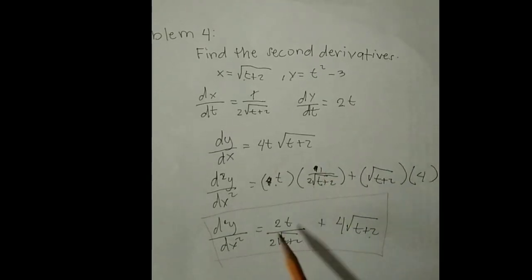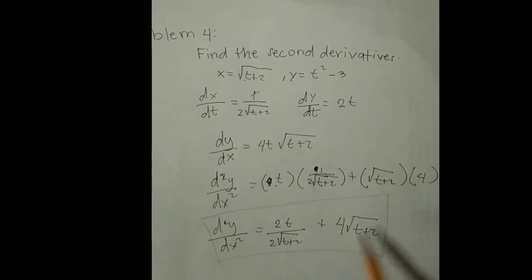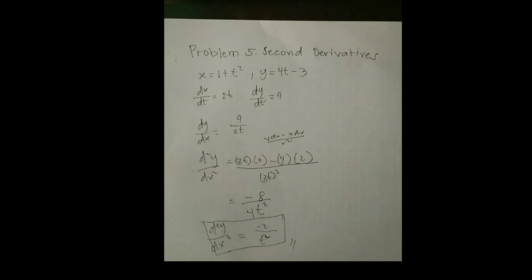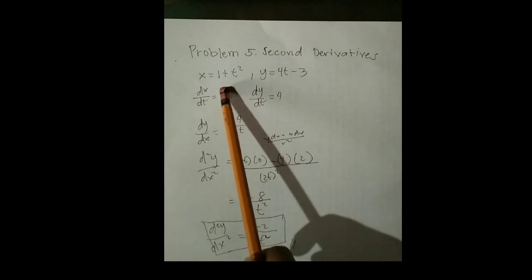Problem number 5. Find the second derivative of x equals 1 plus t squared and y equals 4t minus 3. First, the derivative of x. The derivative of x is 2t and the derivative of y is equal to 4. So our dy over dx is 4 over 2t.